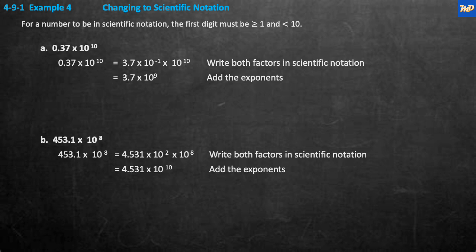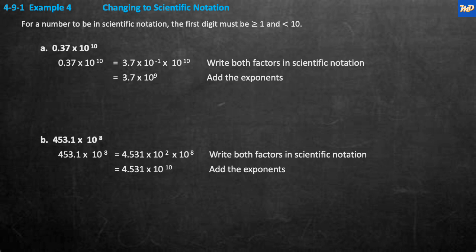Okay, in example 4, changing to scientific notation, we're going to look at 2 problems. Before we get started, it says for a number to be in scientific notation, the first digit must be greater than or equal to 1 and less than 10. In essence, we have to move the decimal point to where there's one number to the left of it and all the rest are to the right.